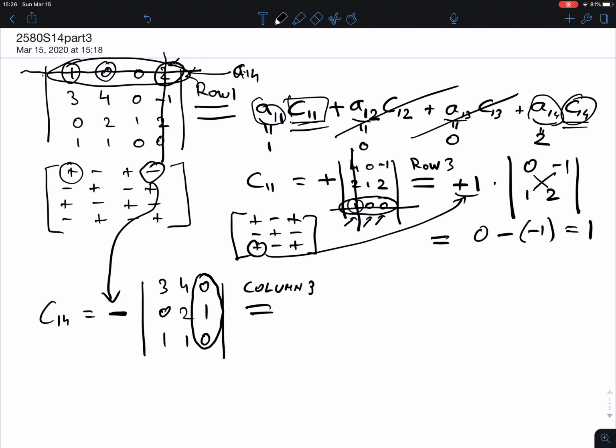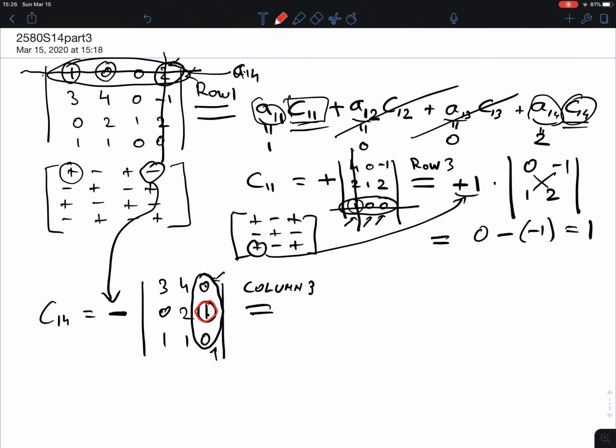In column 3, there's only one element I have to deal with, and so this is the element and then its corresponding cofactor. The other 2 terms I have are 0 because of these zeros. All right, what's the sign? Okay, we can do plus, minus, but if you look at the sign pattern here, that's what we're doing. Let me do it in a different color, then you see better what I'm doing.